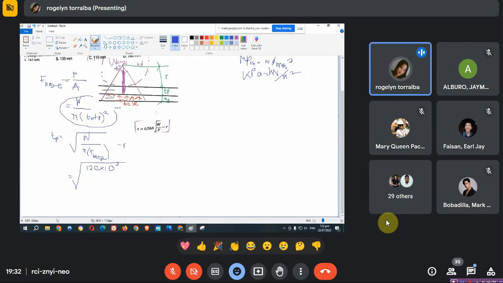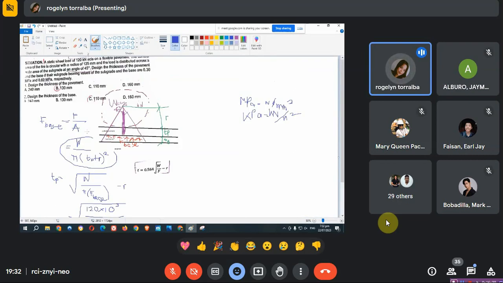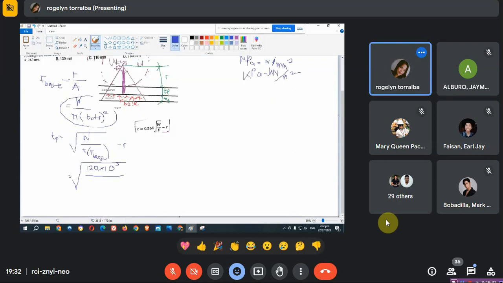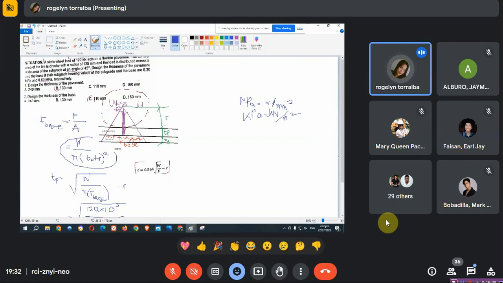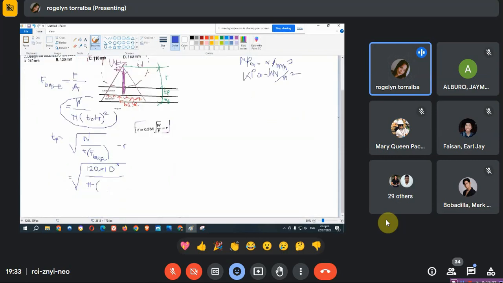The goal of our pavement thickness is in millimeter. So convert it already here, since the stress is already in MPa. Okay, substitute. This is the question: which stress will I use, 0.30 or 0.60? There are two stresses.